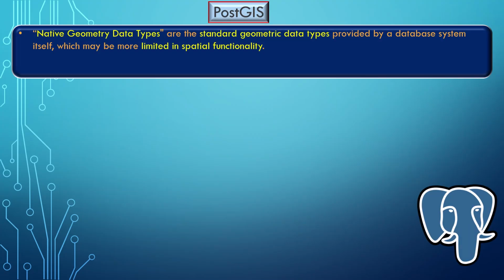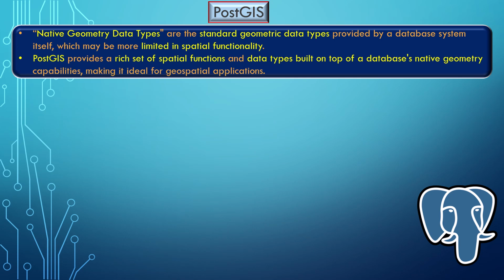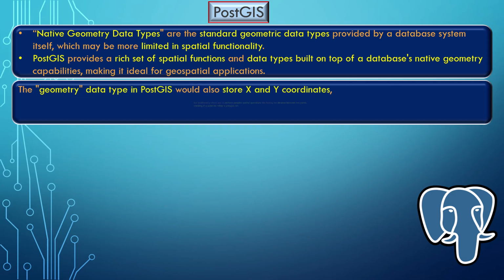Native geometry data types are the standard geometric data types provided by a database system itself, which may be more limited in spatial functionality. PostGIS provides a rich set of spatial functions and data types built on top of a database's native geometry capabilities, making it ideal for geospatial applications.